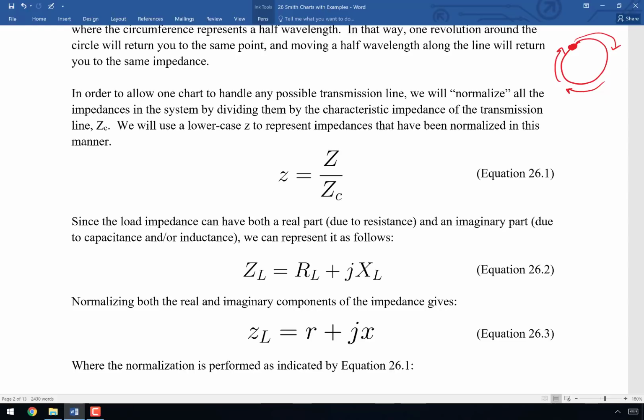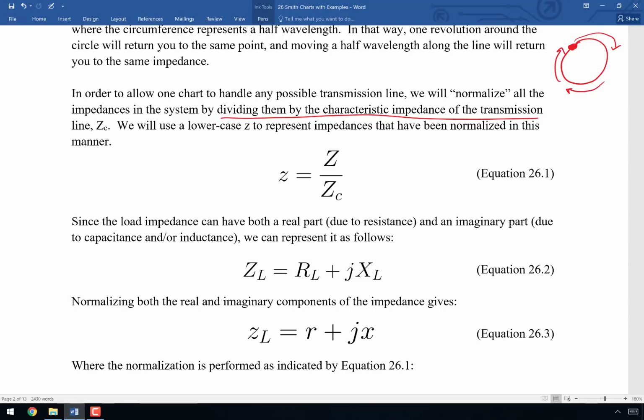Now, we could have an infinite number of Smith charts that would deal with different transmission lines, but it's better to just have one Smith chart. So we're going to normalize all the impedances in the system by dividing them by the characteristic impedance of the transmission line. Capital Z is going to be used to represent regular impedances, and we're going to use lowercase z to represent the normalized impedance of the line.